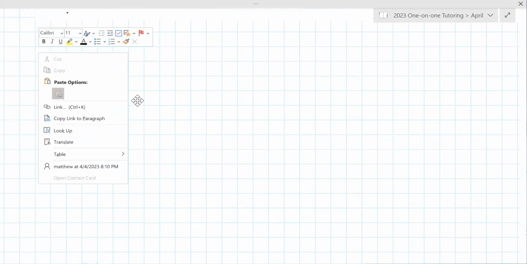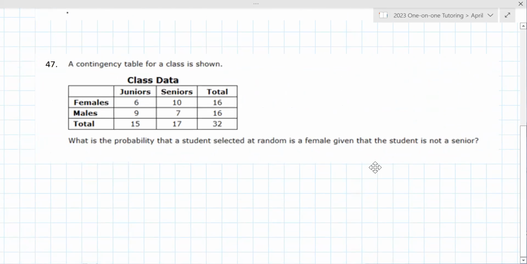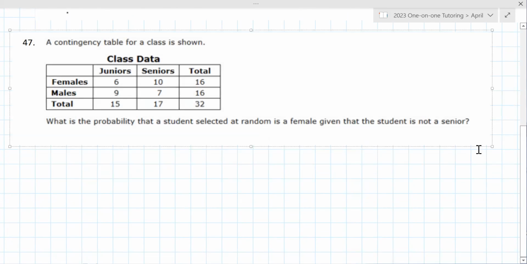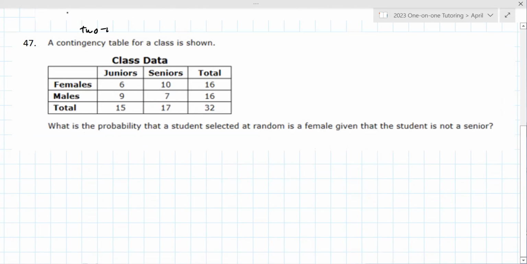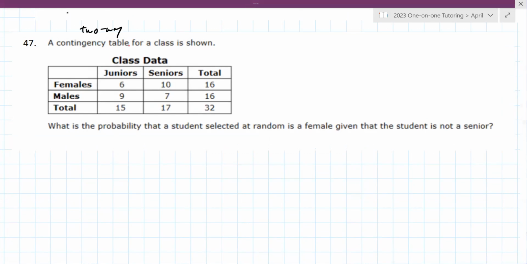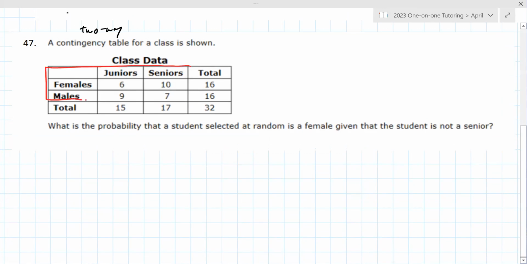All right, here we go. 47. A contingency table, and sometimes this is called a two-way table. You'll see that notation sometimes in these problems. Another thing is that sometimes they only give you the table without the totals, and you almost always need the totals. So if they don't give you the totals, you have to find the totals.